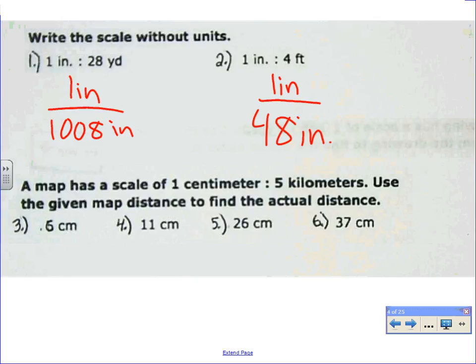Okay? If there is a problem like this on the test, it'll be something with inches, yards, or feet, something that you're familiar with. I know some of you guys and girls have trouble with converting centimeters to millimeters and all that stuff. Don't worry about that right now. We'll get to that later in the year. Okay? Okay, Gio, number 3, what is your answer?